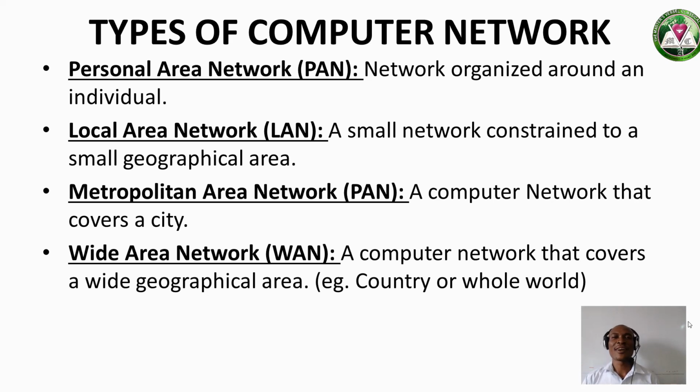Now, wide area network is the next one. That is WAN, a computer network that covers a wide geographical area. The geographical area here may be that it covers more than one state or a country or even the whole world.